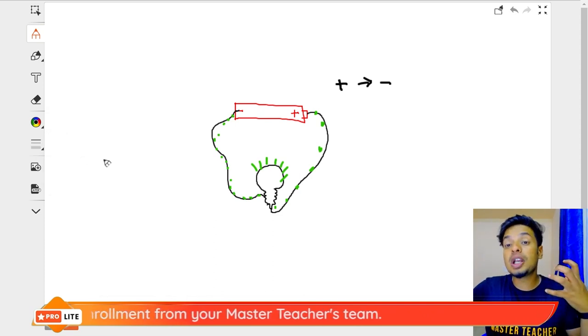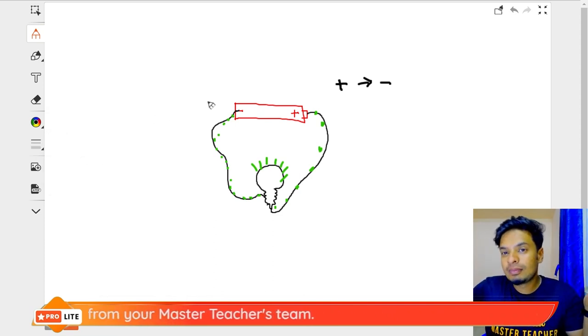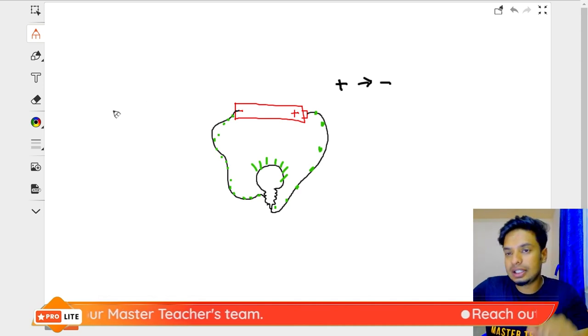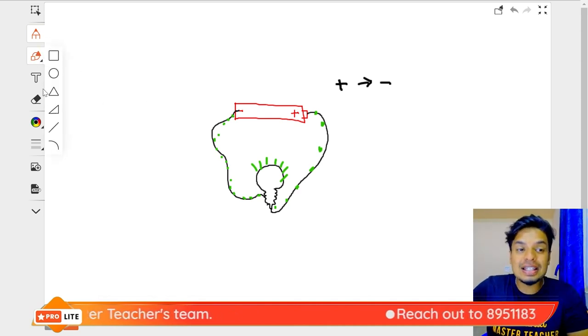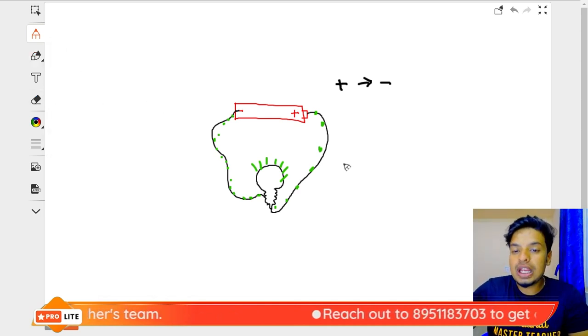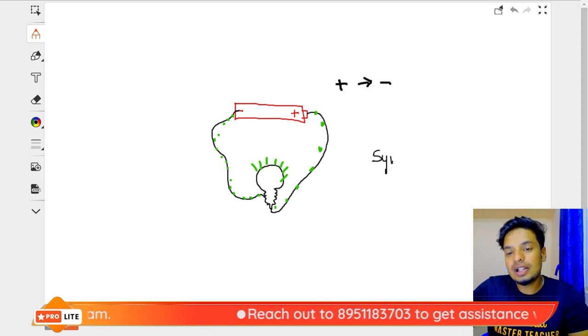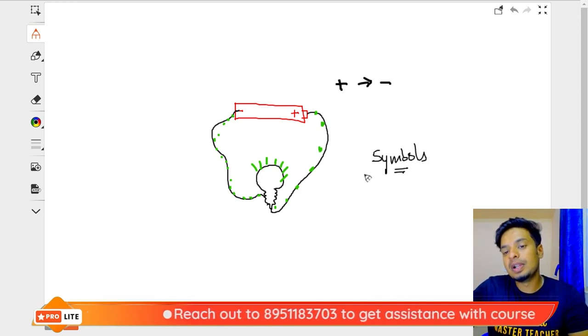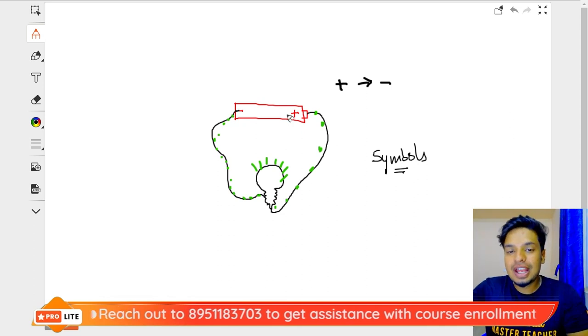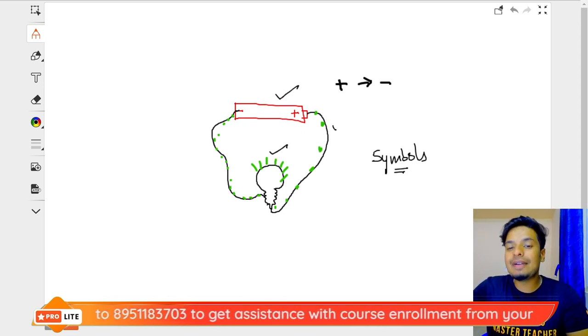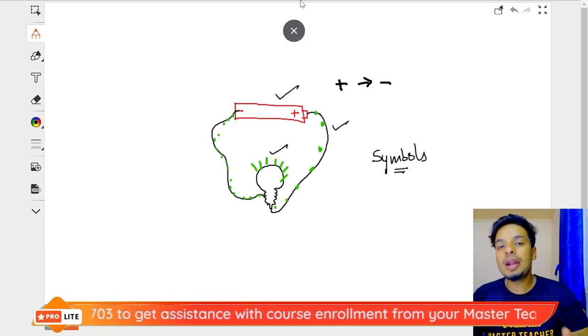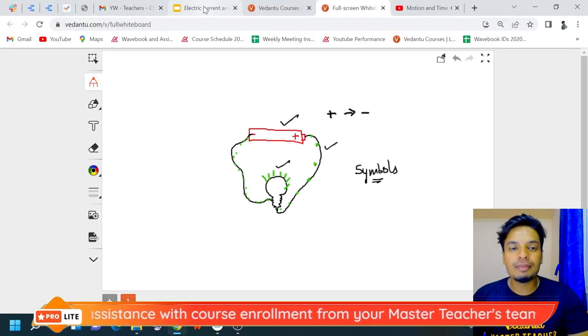What if my circuit becomes more complicated? What if I can't keep drawing like this? In that case, what do we need, guys? We need electrical symbols. Symbols will help us. Each of these components will have a symbol. So we'll learn about the electrical symbols. Okay, so let's go back.